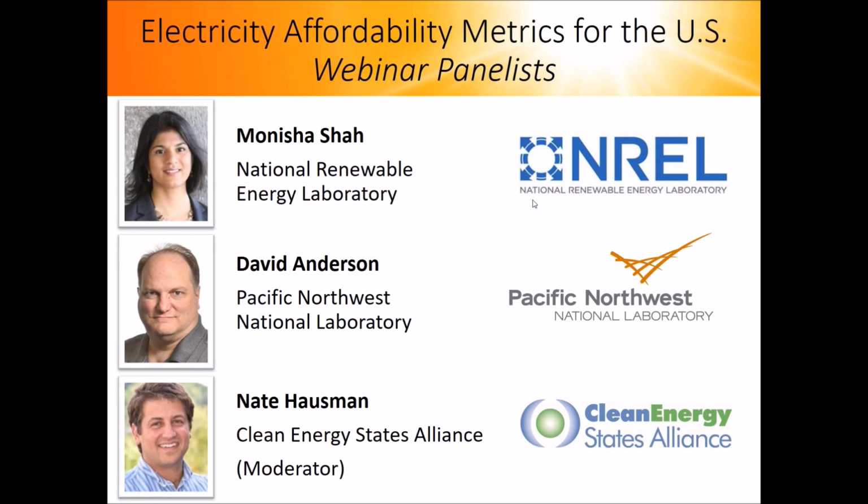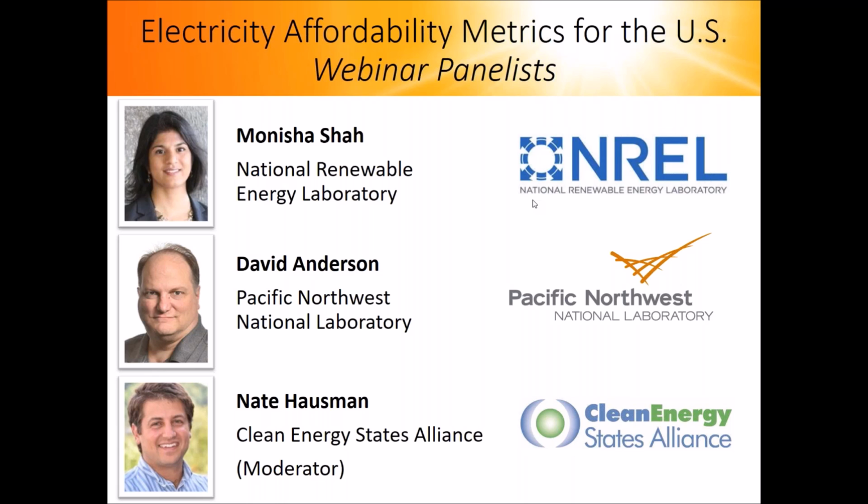So as I mentioned, today's webinar is focused on electricity affordability metrics for the U.S. The electricity affordability metrics mapping tool that will be presented today was developed through the U.S. Department of Energy's Grid Modernization Lab Consortium. Monisha Shah of the National Renewable Energy Lab will briefly tell you about the Grid Modernization Lab Consortium and its work to measure the progress of the nation's grid modernization efforts. Then Dave Anderson of the Pacific Northwest National Laboratory will explain the electricity affordability concept and go from there. So to keep things moving, I'm going to introduce both Monisha and Dave now, and then I'll turn it over to them, and we'll set aside some time for Q&A, as Sam said, at the end of the webinar.